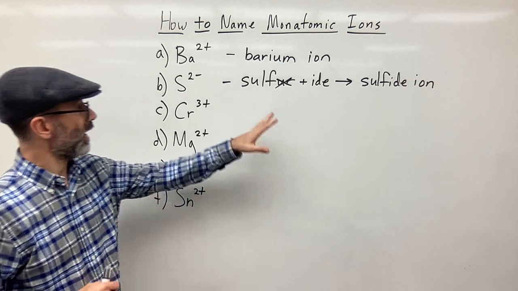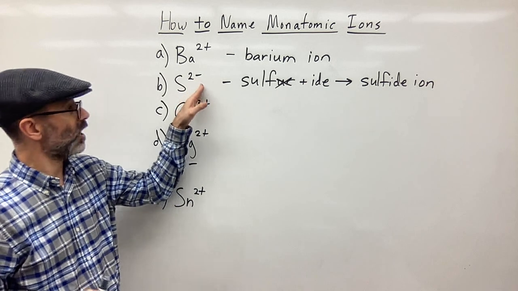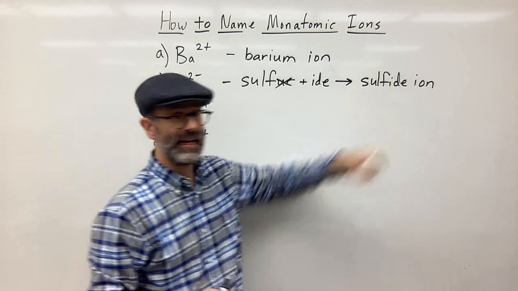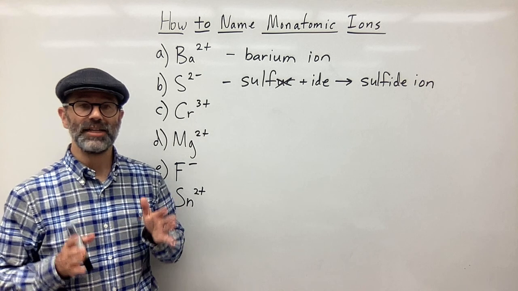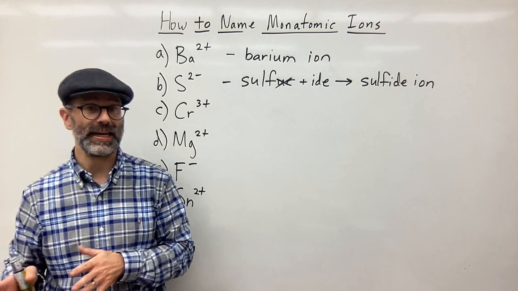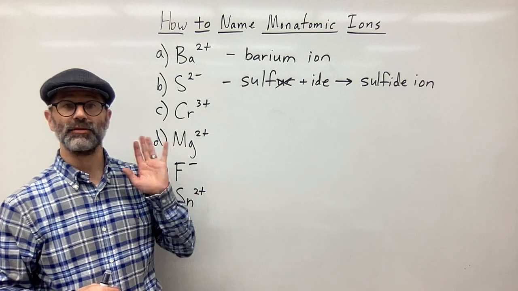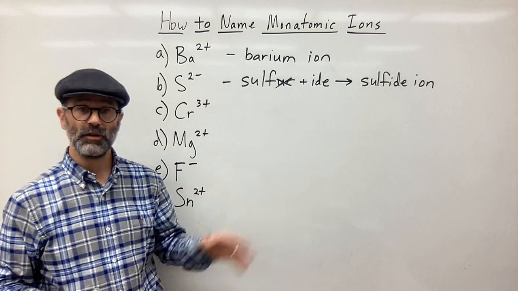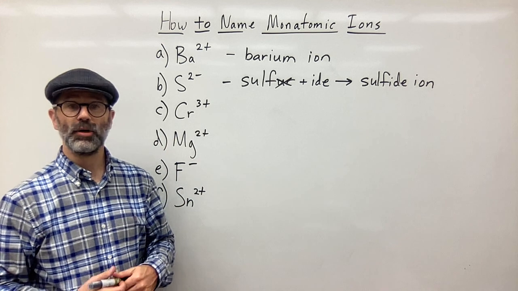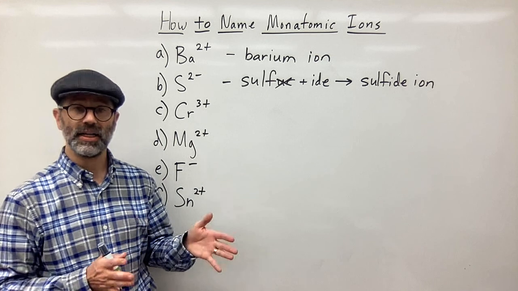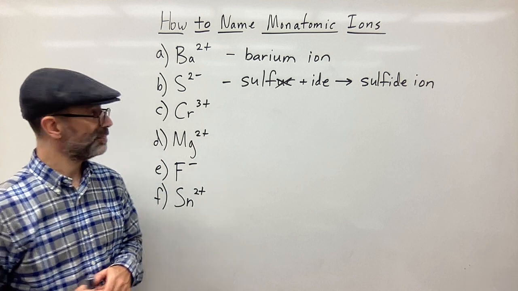So sulfide ion. Again, negative monatomic ions are going to have the -ide ending at the end of it. So this is the sulfide ion, not sulfate or sulfite, right? If it's sulfite, that's a polyatomic ion. That's for another video. I have another video on that, so you can watch that for polyatomic ions. But we're dealing here with monatomic ions, only one atom in the ion.